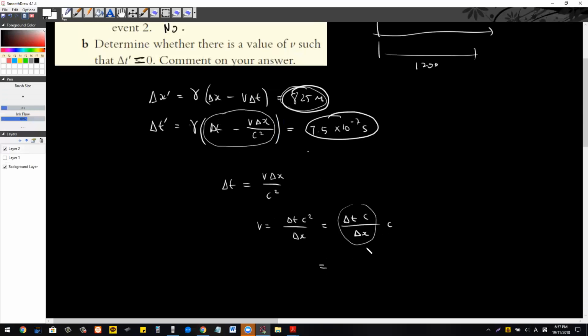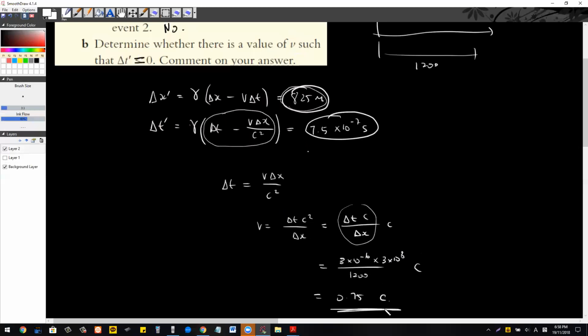So if you just figure out what this is, delta t was 3 microseconds, over 1,200, times 3 times 10 to the power of 8. That's the speed of light. 3 times 3 is 9 times 10 to the power of 2 on the numerator, and then divide by 1,200. That gives us 0.75 c.